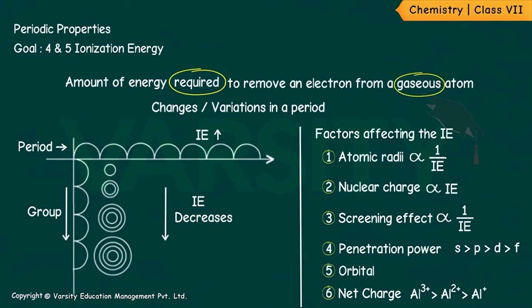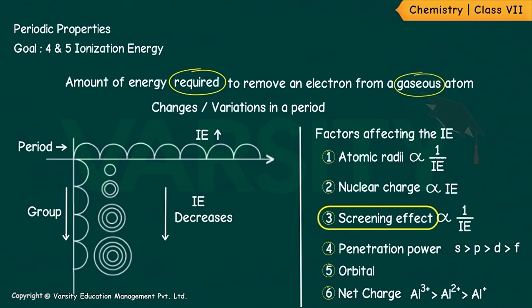Now, coming to the nuclear charge. Nuclear charge is directly proportional to the ionization energy, because as the nuclear charge keeps on increasing, there will be more attraction between nuclear charge and valence electron. Therefore, valence electrons are held more strongly, so we require more energy. Hence, it is directly proportional to ionization energy.